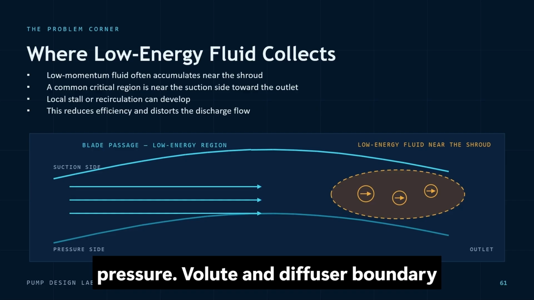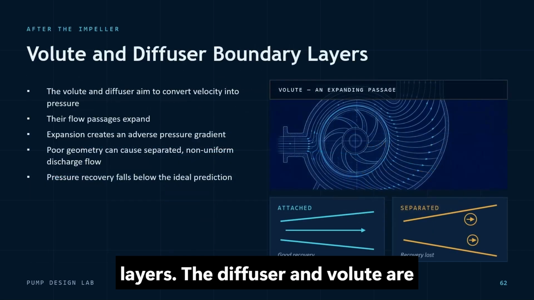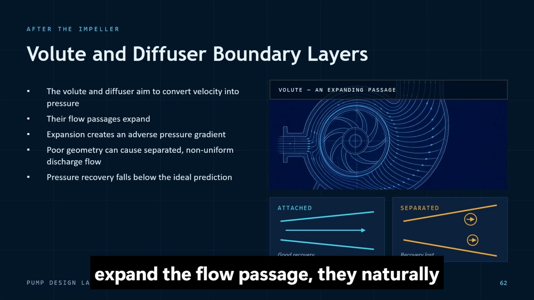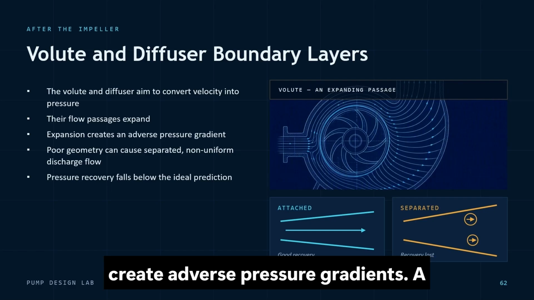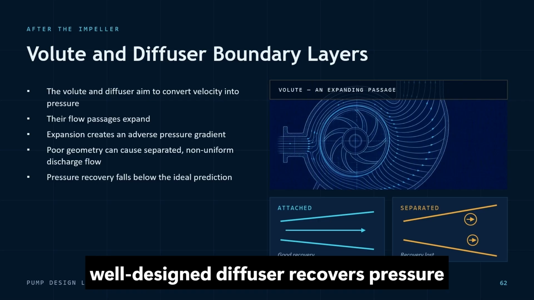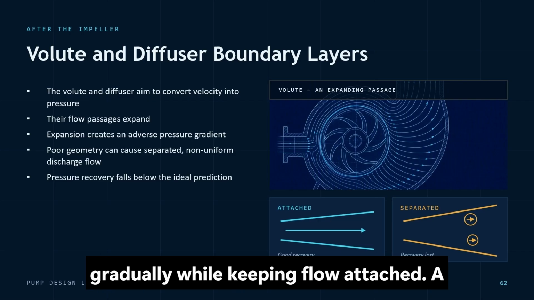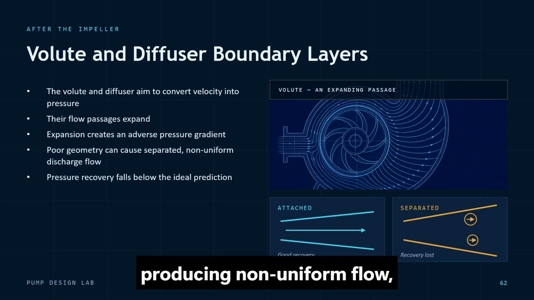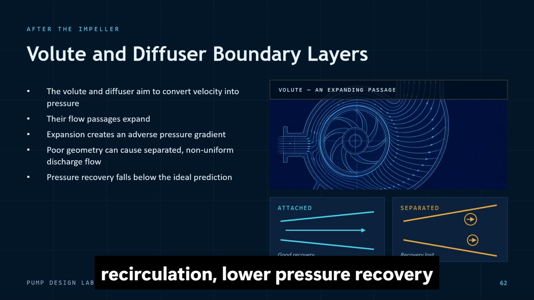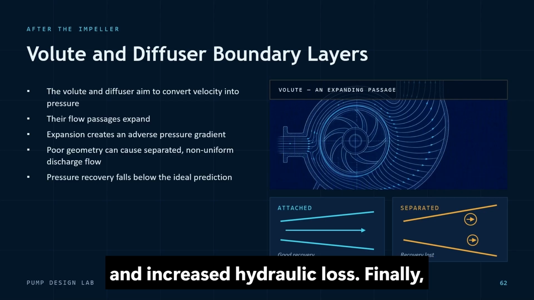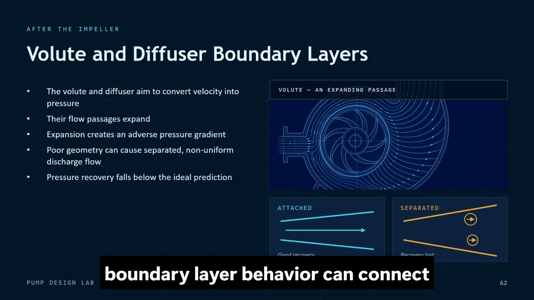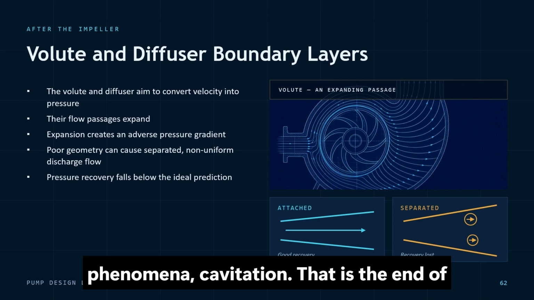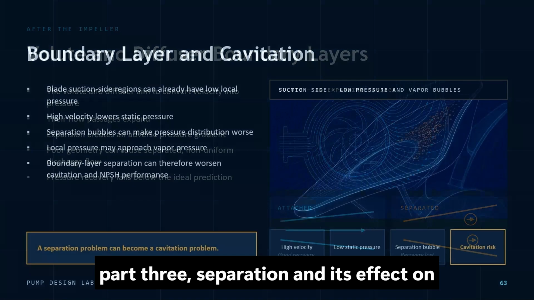Volute and diffuser boundary layers. The diffuser and volute are designed to convert some kinetic energy into static pressure. But because they expand the flow passage, they naturally create adverse pressure gradients. A well-designed diffuser recovers pressure gradually while keeping flow attached. A poorly designed diffuser can separate, producing non-uniform flow, recirculation, lower pressure recovery, and increased hydraulic loss. Finally, boundary layer behavior can connect directly to one of the most damaging pump phenomena, cavitation. That is the end of Part 3, separation and its effect on pumps.